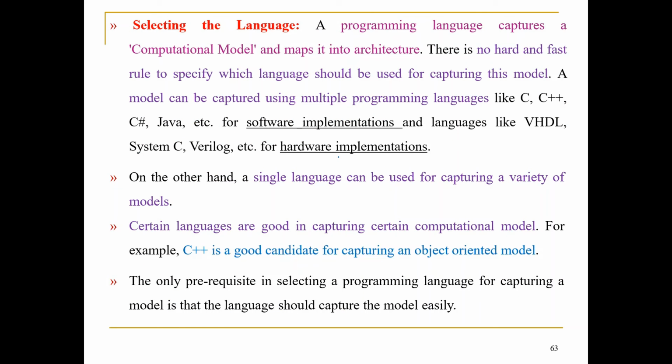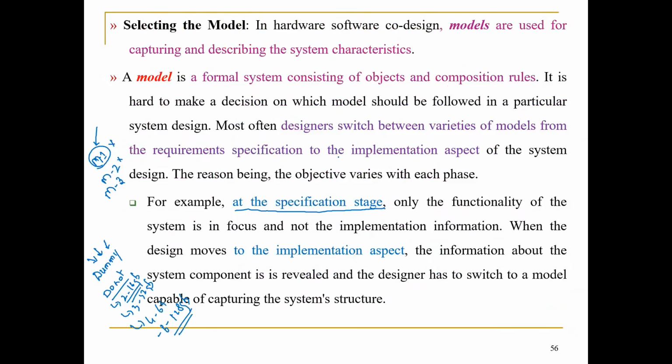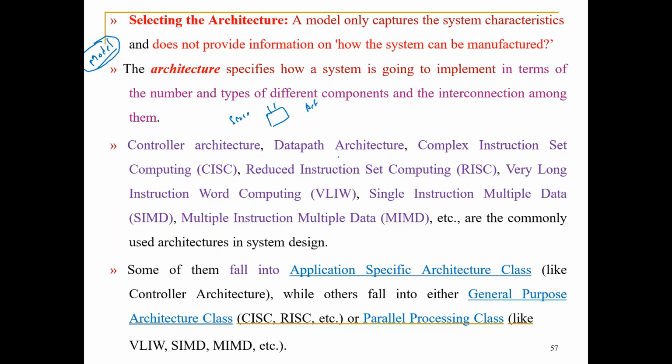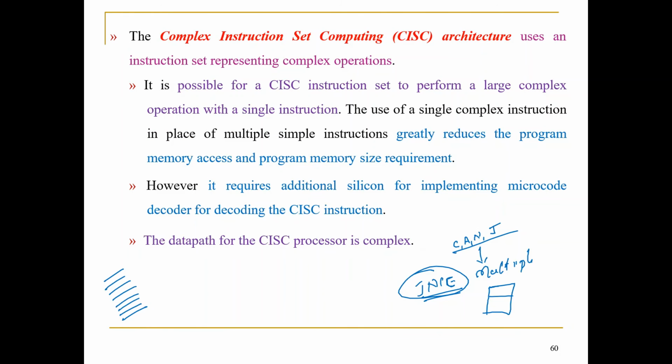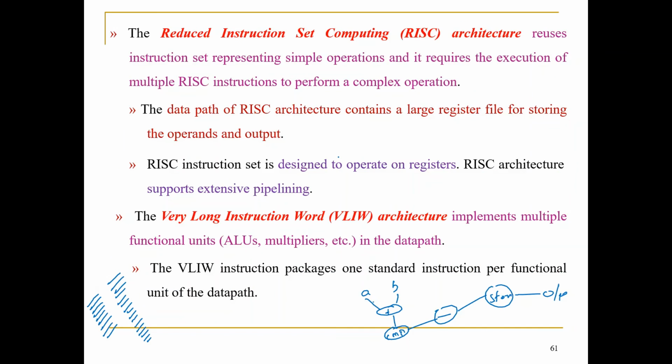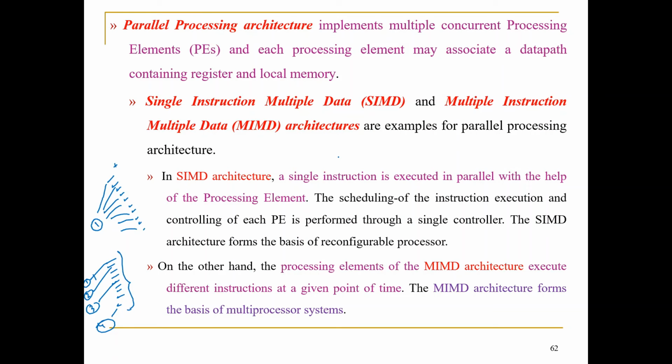Selecting the language. So this is the third issue. Whatever we have studied till now, that is control architecture, data path architecture, FSMD architecture, CISC architecture, RISC architecture, VLIW architecture, and parallel processing architecture, all these are with respect to the selection of architectures where we are actually implementing the model into reality using any one of these architectures. So based on your requirements and the way in which your system is going to work, you can select any one of these architectures, or you might go with multiple architectures also.